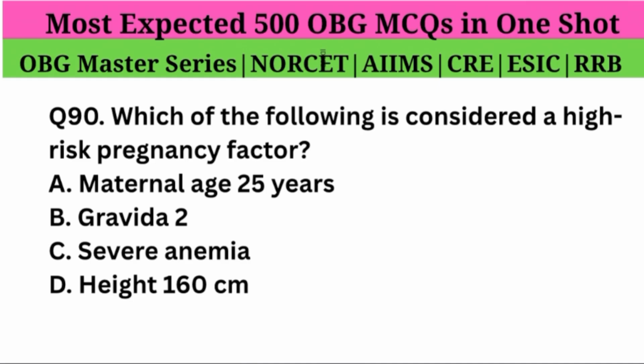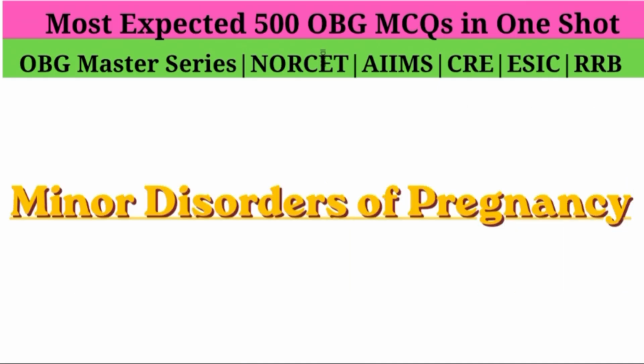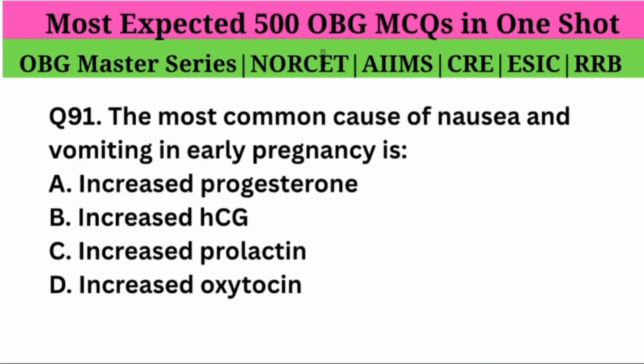Next question, which of the following is considered a high-risk pregnancy factor? Your correct option is option C, severe anemia. Next important topic is minor disorders of pregnancy. First question, the most common cause of nausea and vomiting in early pregnancy is. Your correct option is option B, increased HCG.